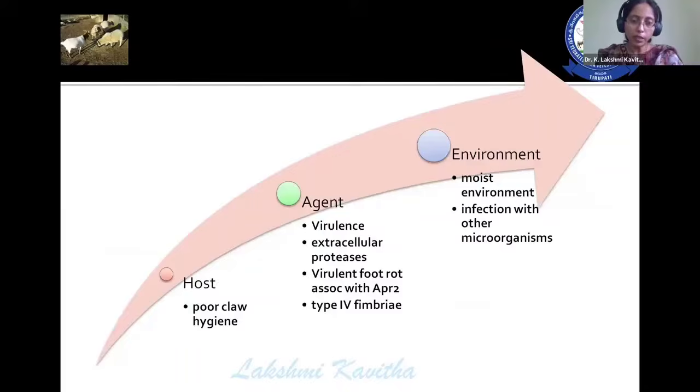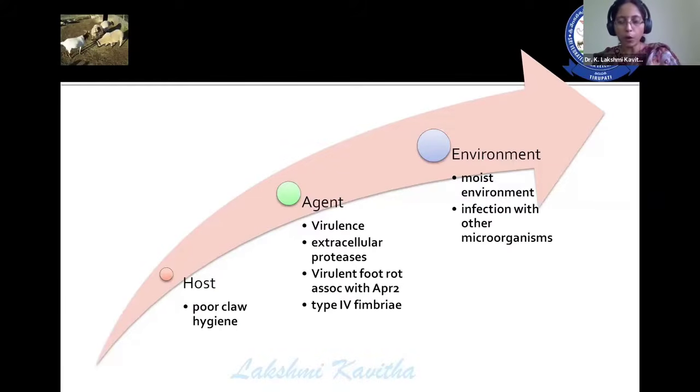Then what are the determinants that favor the occurrence of foot rot? In the host, poor claw hygiene is one of the major determinants. Coming to the agent, virulence depends on extracellular proteases. The bacterium releases basic proteases and acidic proteases. Among the acidic proteases, acidic protease 2 is responsible for virulent foot rot. So virulent foot rot is associated with AprV2 and the type 4 fimbriae. These fimbriae help the organism attach at the site of the lesion.